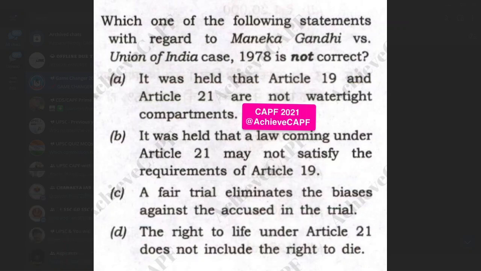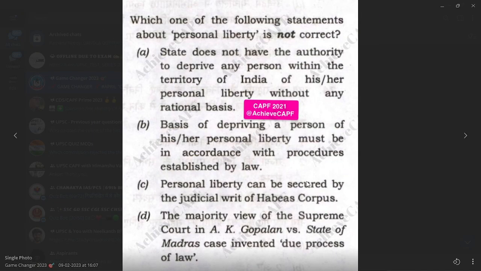Moral things are also considered. This was first taken in the Maneka Gandhi case, I think. Due process of law in India. Okay.